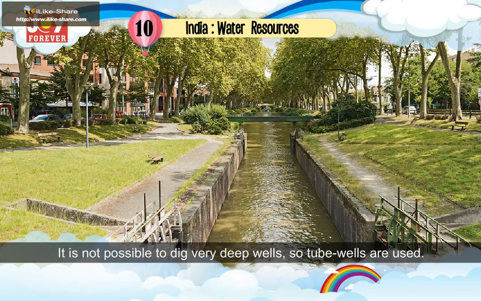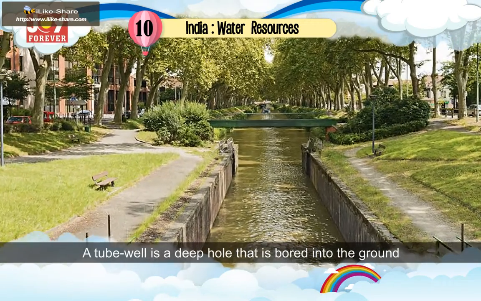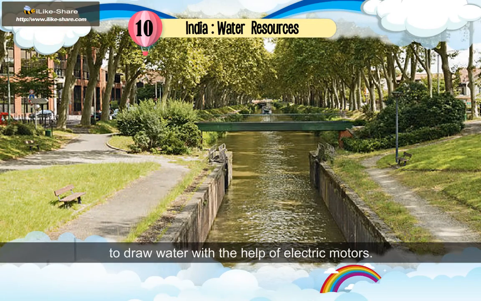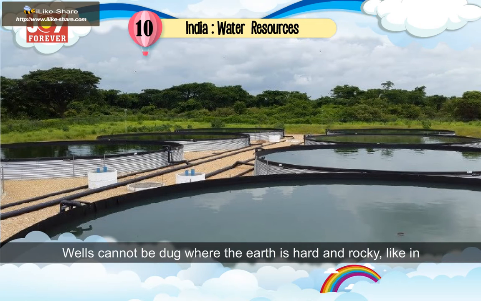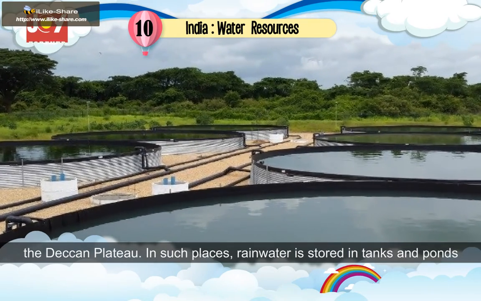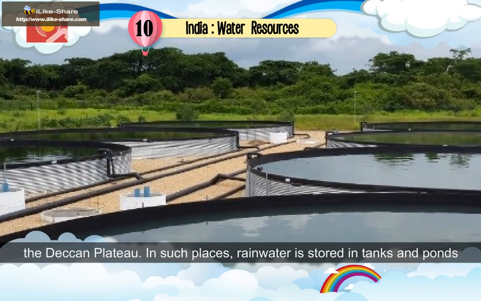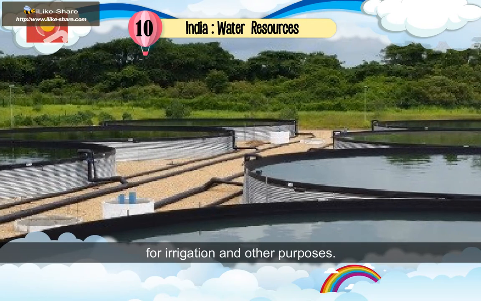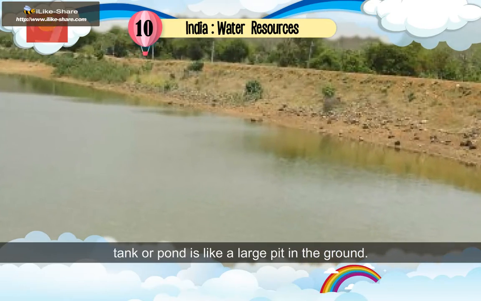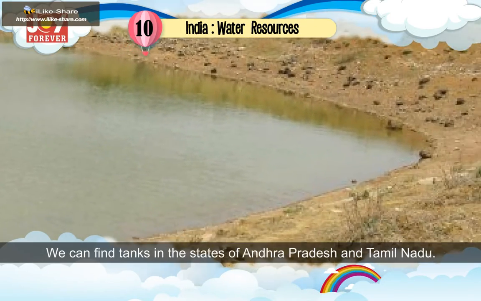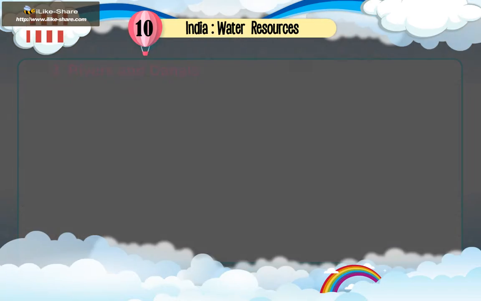It is not possible to dig very deep wells, so tube wells are used. A tube well is a deep hole that is bored into the ground to draw water with the help of electric motors. 2. Tanks and ponds. Wells cannot be dug where the earth is hard and rocky, like in the Deccan Plateau. In such places, rainwater is stored in tanks and ponds for irrigation and other purposes. A tank or pond is like a large pit in the ground.